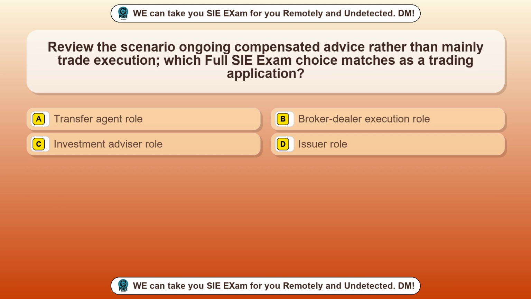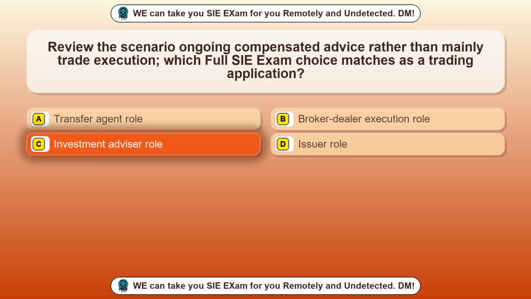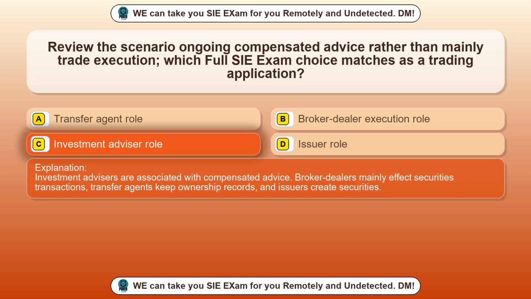Question 68. Review the scenario: ongoing compensated advice rather than mainly trade execution. Which full SIE exam choice matches as a trading application? Option A, transfer agent role. Option B, broker-dealer execution role. Option C, investment advisor role. Option D, issuer role. The correct answer is option C, investment advisor role. Investment advisors are associated with compensated advice. Broker-dealers mainly affect securities transactions, transfer agents keep ownership records, and issuers create securities.